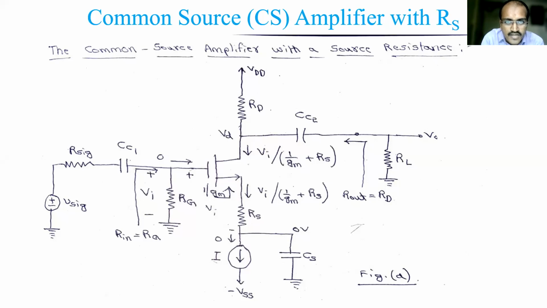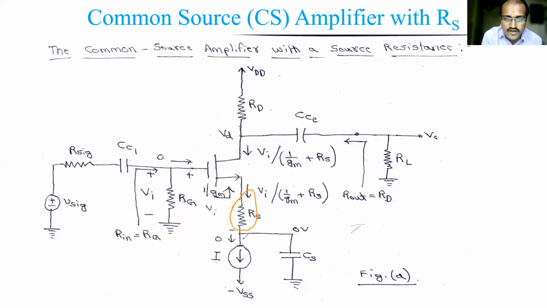That circuit we have discussed and analyzed, and we calculated its open circuit voltage gain, output resistance and all. Similarly, we have a little variation of the same basic common source amplifier circuit. The change is that the previous circuit didn't have a source resistance. When you include the source resistance, the analysis altogether will change.